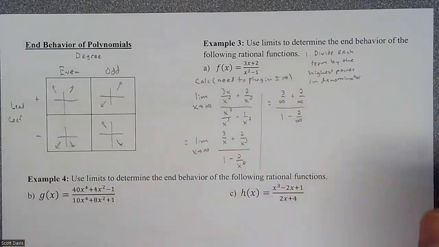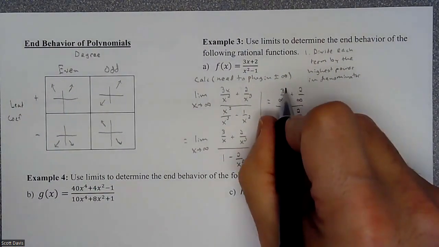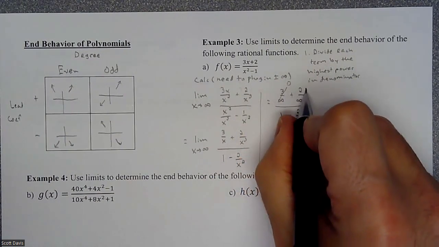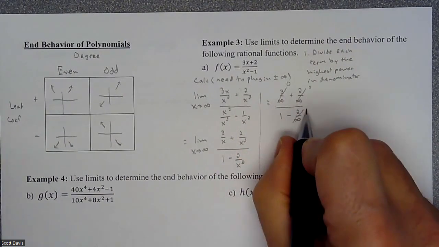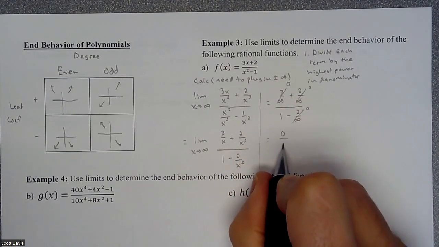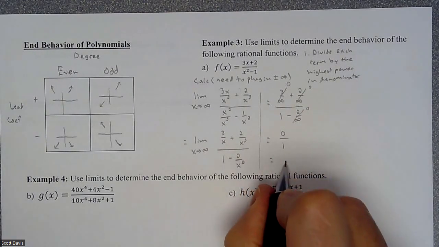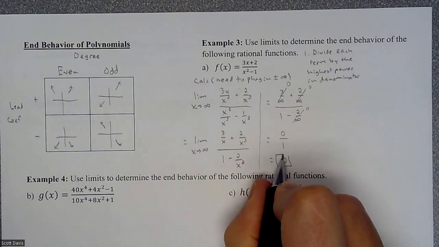All right, here's what happens. 3 divided by something that's getting infinitely large essentially goes to 0. This goes to 0, and this goes to 0. And so you're left with 0 over 1. That gives us a limit of 0.